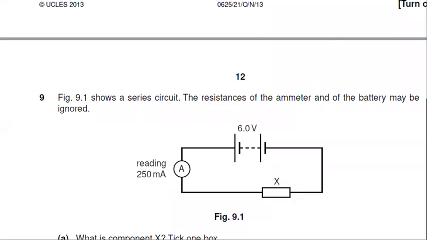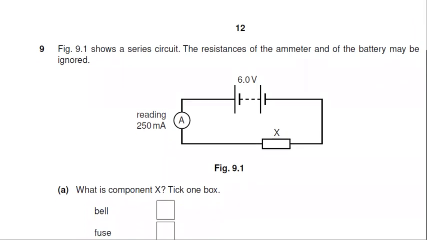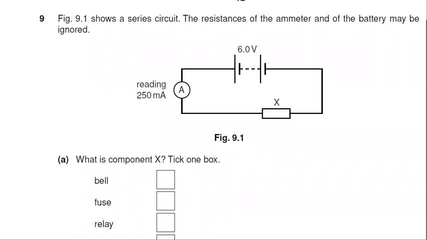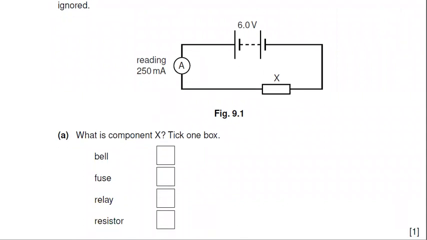November 13, paper 21, number 9. Figure 9.1 shows a series circuit. The resistance in the ammeter and the battery may be ignored. Here is the circuit. What's the component X? Take one box. As you know, this component is a resistor, not a fuse, not a bell, nothing else. This is only a resistor.